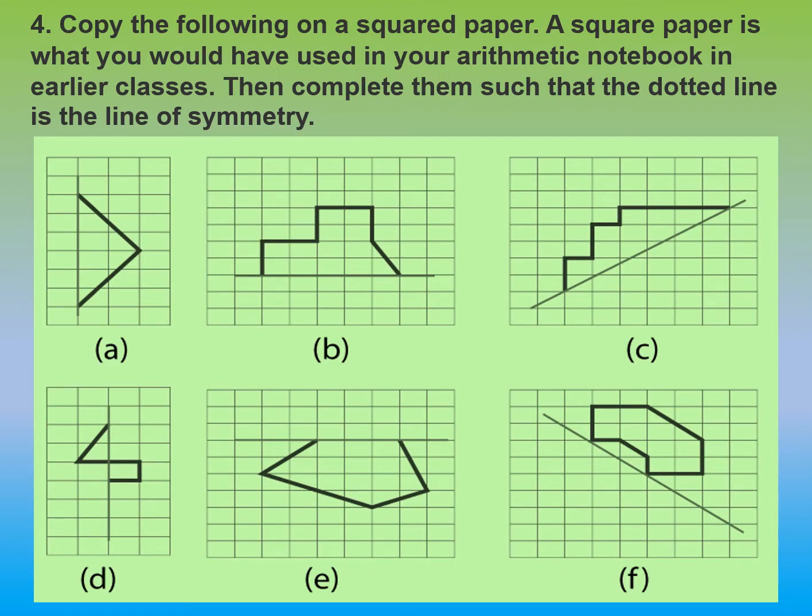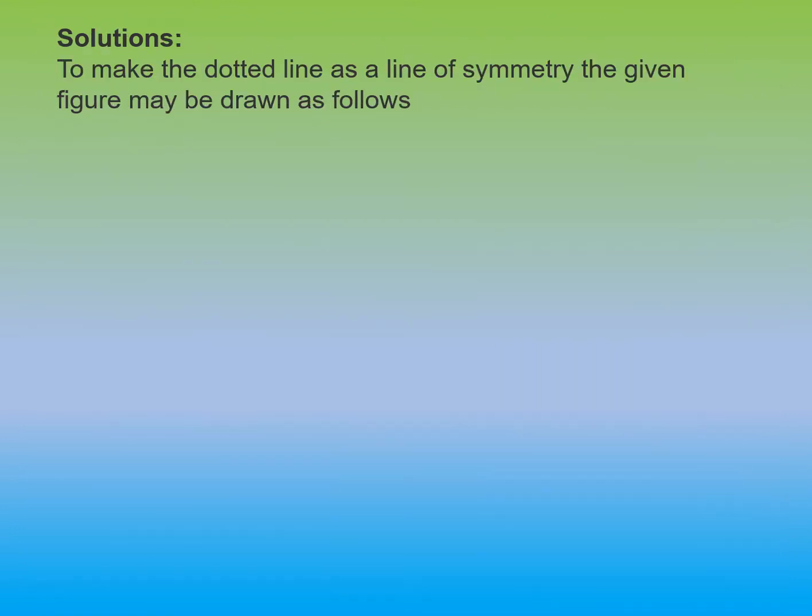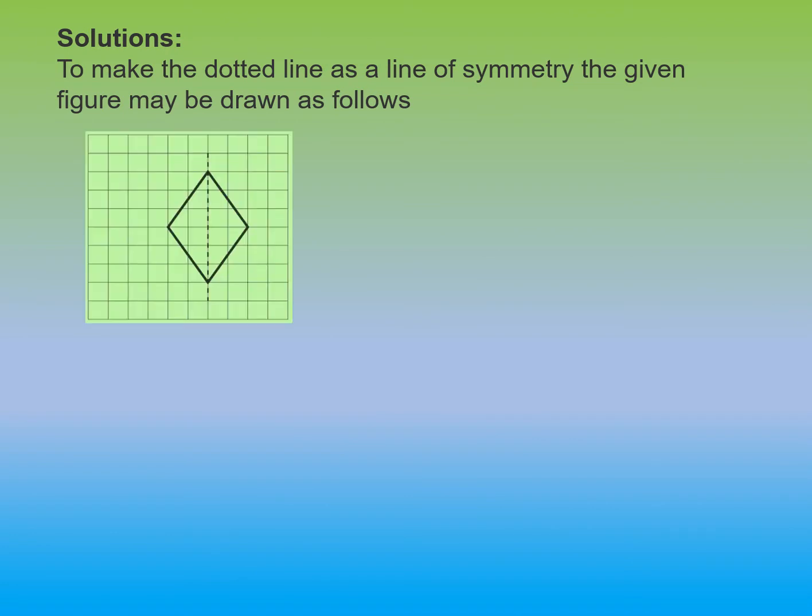Copy the following on a squared paper. A squared paper is what you would have used in your arithmetic notebook in earlier classes. Then complete them such that the dotted line is the line of symmetry. So look at the first picture. We should draw the mirror image of this. So first picture will look like this. Yes. So we should draw like this.